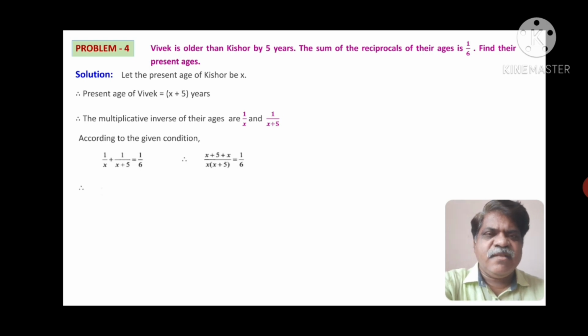Now, we will solve that. 2x plus 5 divided by x into x plus 5 is equal to 1 upon 6. Now, we will cross multiply. 6 into bracket 2x plus 5 is equal to x into x plus 5.